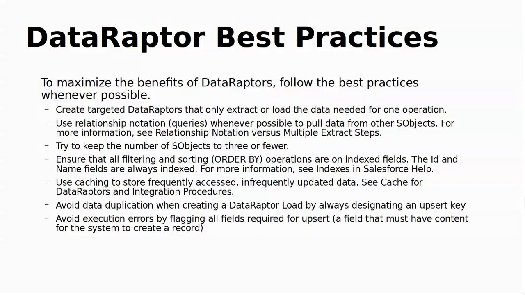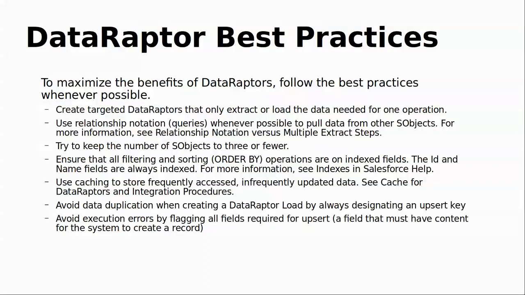Then it says to always keep the number of SObjects to three or fewer, as I mentioned in the second point that we should make use of relationship queries. With the help of that, we should keep the SObjects to three or fewer, because if it grows, it will impact the data performance. Then we should always make sure to have filtering and sorting on indexed fields like the ID and the name. Then, as in integration procedure, we have a caching mechanism with which we can store frequently accessed data, and on a regular basis it will auto-update with new data if there are any changes.